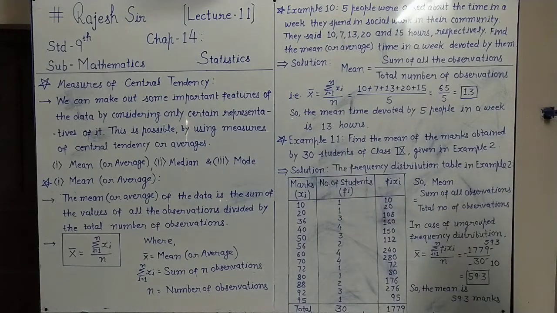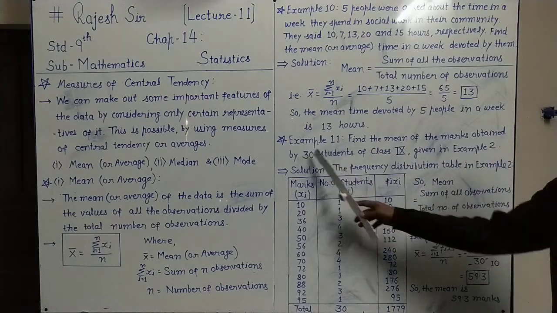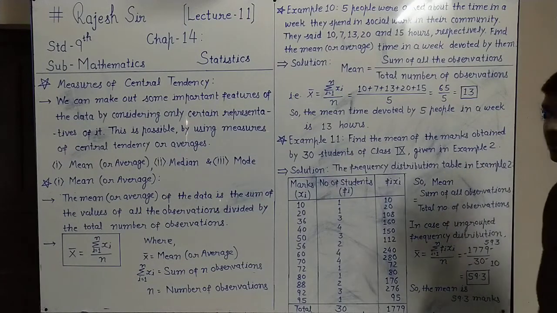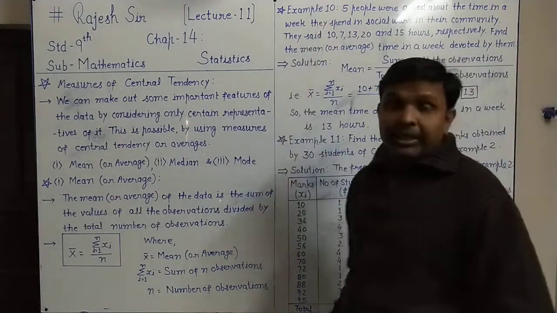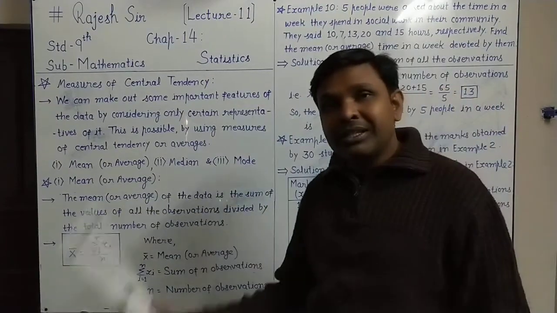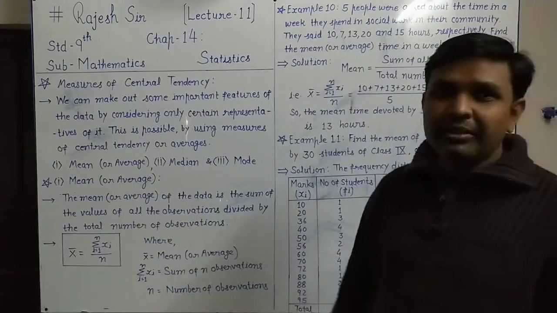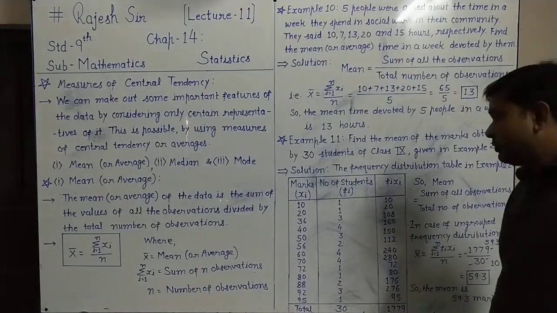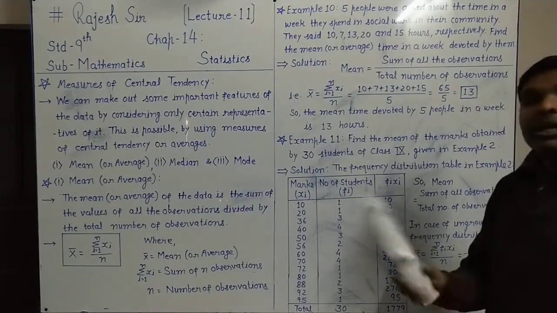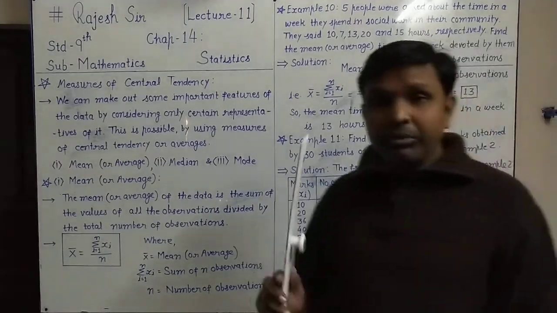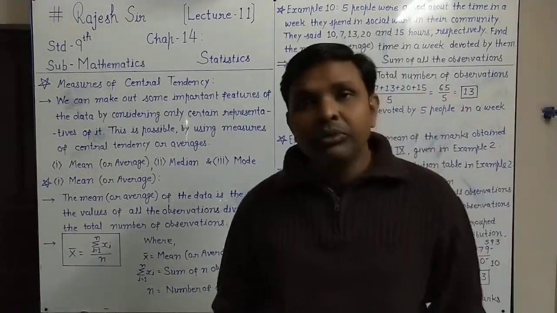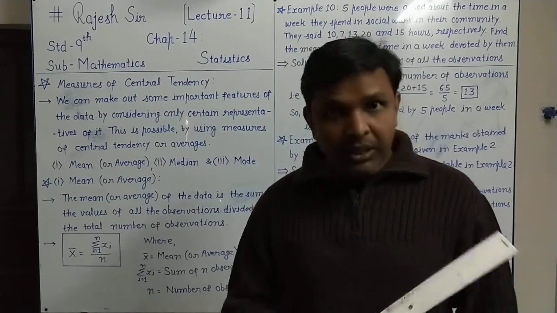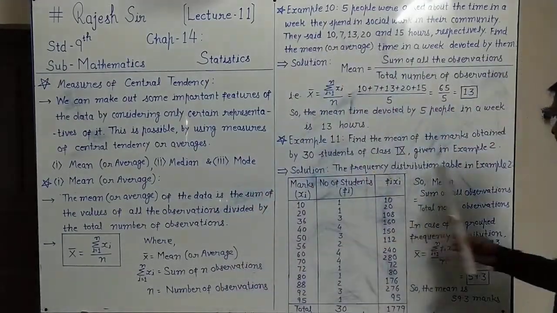Next, example 11: find the mean of the marks obtained by 30 students of class 9 given in example 2. In example number 2 in the previous lecture, we have seen the marks of 30 students, and to make it easily understandable, we made the frequency distribution table in that example. And that frequency distribution table is here.